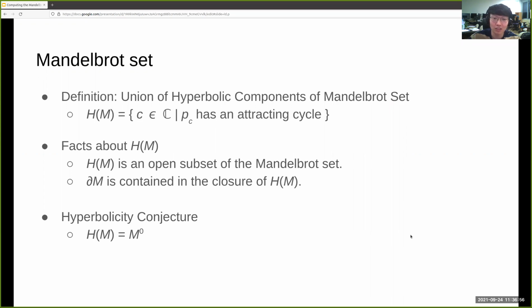Oh, did I mention that the Mandelbrot set is closed? I don't think so. Anyway, there is also one conjecture, called the hyperbolicity conjecture, that the hyperbolic components of the Mandelbrot set are equal to the interior of the Mandelbrot set. This is quite important, but I'll discuss in detail later why this is important.